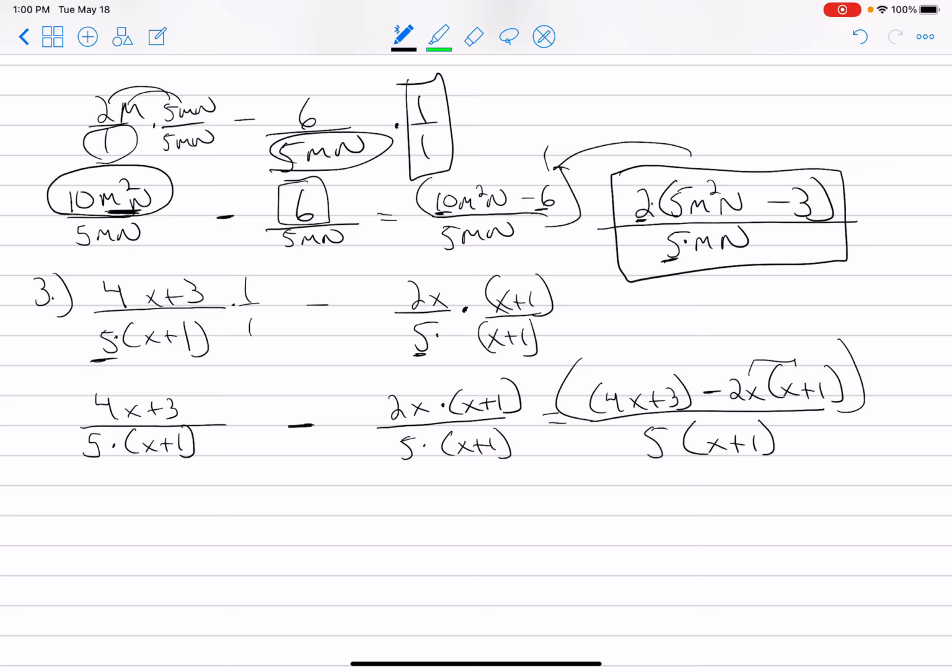4x plus 3, 2x over 5. There we are, number 12. Let's see what it looks like. Yeah, all they did was just multiply everything out. If you got it to here, I'm perfectly happy with that.